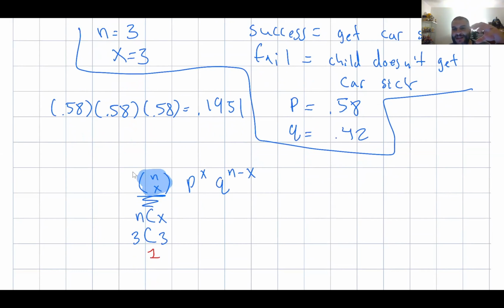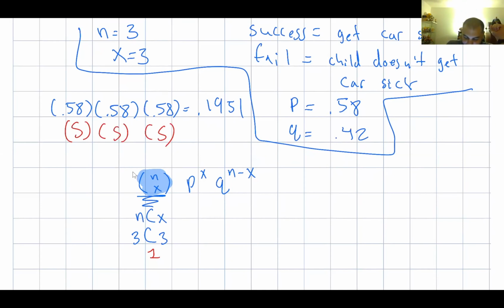Well, if you remember, the combination is telling us how many different ways we could get a certain arrangement. So when it says there's only one way, they're telling us there's only one combination that will give us all 3 children getting car sick. Because the only way that all of them get sick is the first baby gets sick, the second baby gets sick, and the third baby gets car sick. That's the only way we could get all 3 of them car sick. So that's what the nCx is telling us. It's telling us all of the different combinations.